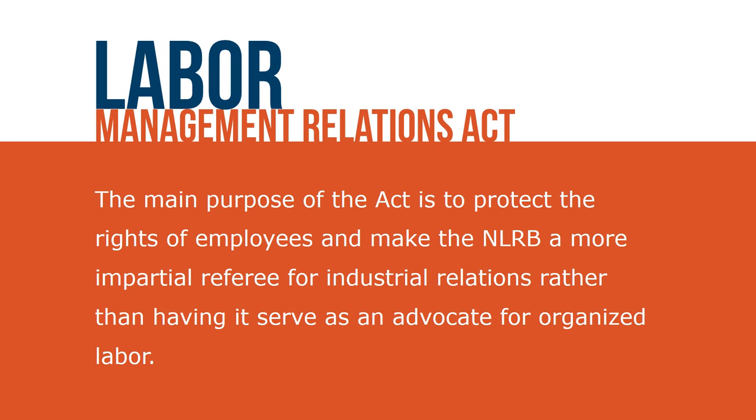For 12 years after its passage, the NLRA was perceived by many as giving too much power to unions. In response, Congress passed the Labor Management Relations Act of 1947, commonly known as the Taft-Hartley Act. President Truman subsequently vetoed the act, but Congress overrode his veto. The main purpose of the act is to protect the rights of employees and make the NLRB a more impartial referee for industrial relations rather than having it serve as an advocate for organized labor.